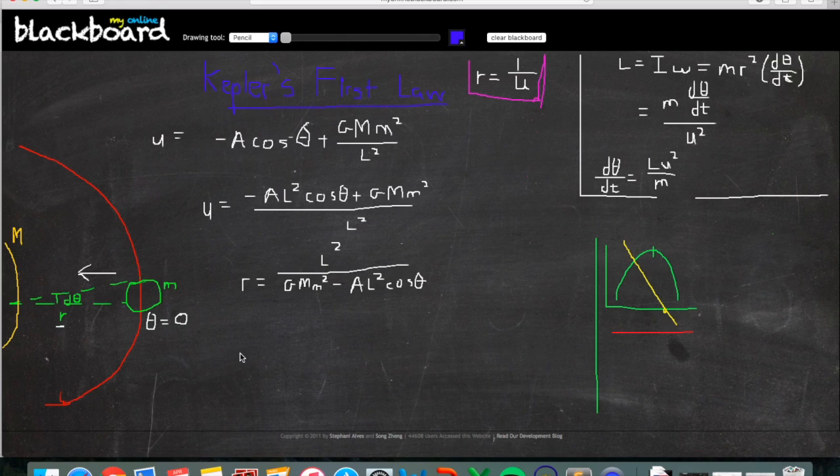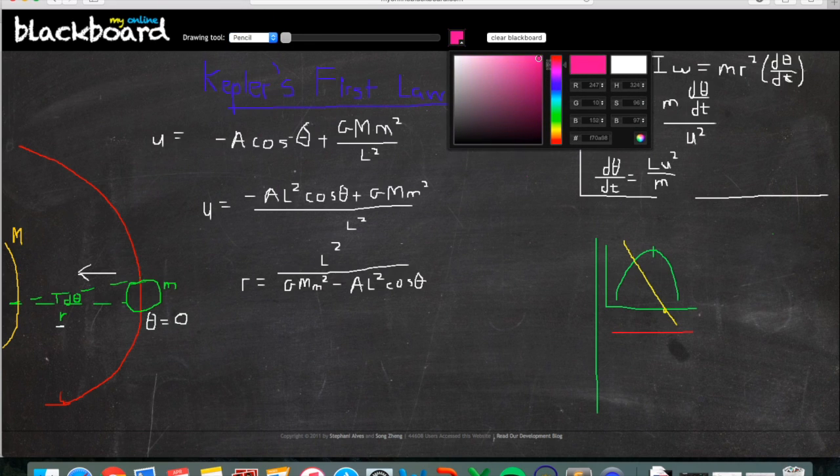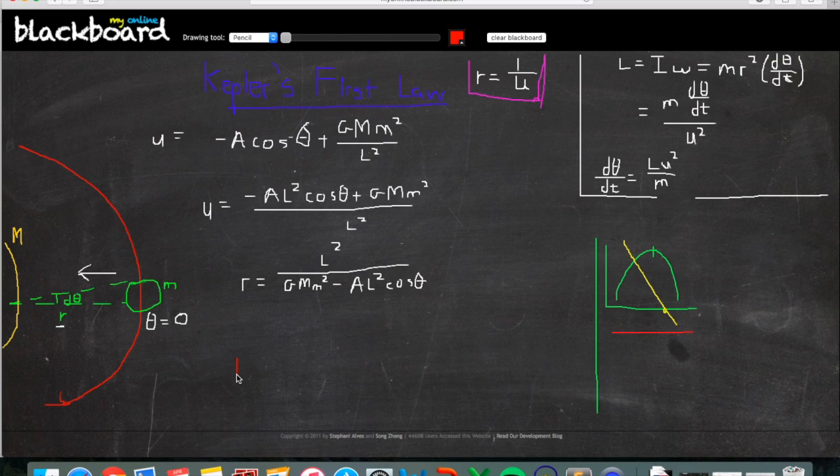And so we get that r, and it's good to write it in this way, in terms of theta, is equal to the quantity of L squared over G big M little m squared. Is that hard to see? I think it's hard to see. I'm going to rewrite this. Right. So I'll write it in red since I believe it might be easier to see. Alright, that's definitely better. Blue is mixed in too much with the board.